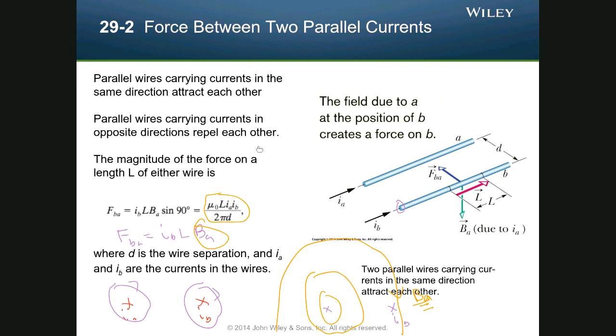And the magnitude of the force on a length L of either wire can be determined by what we did before. We looked at the physical situation where we have a current, so we can look at the magnetic force from the magnetic field on B from A. So B of A comes from this wire, and we can look at the magnetic force between the field of A and the current running through B. And that's what we get here.